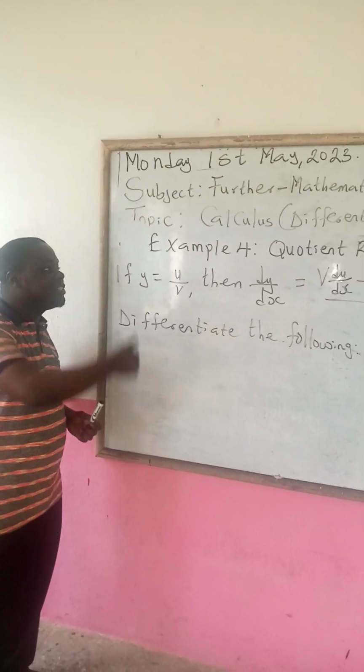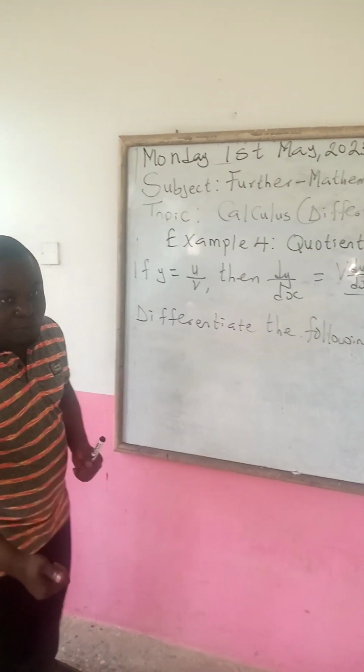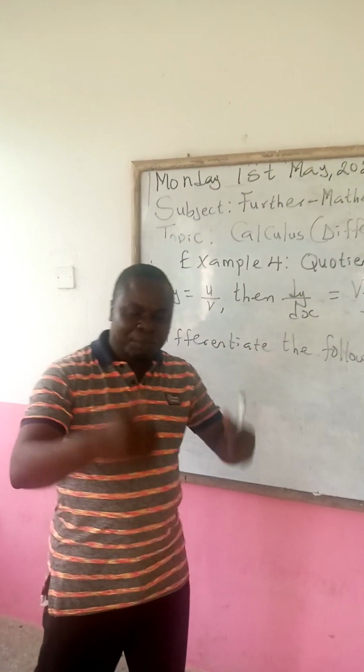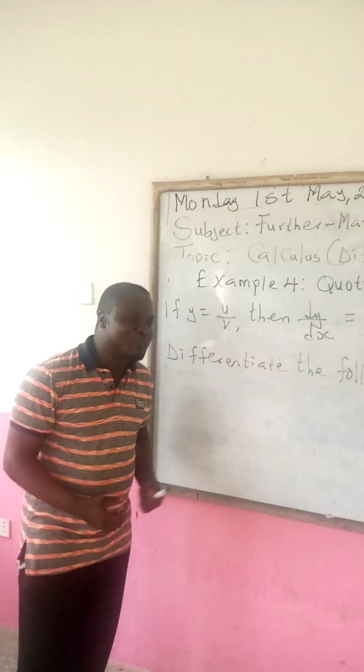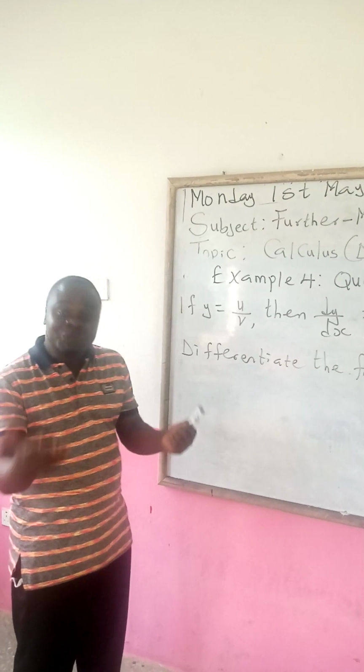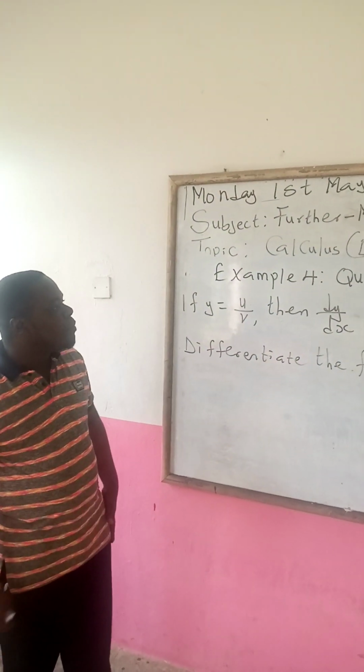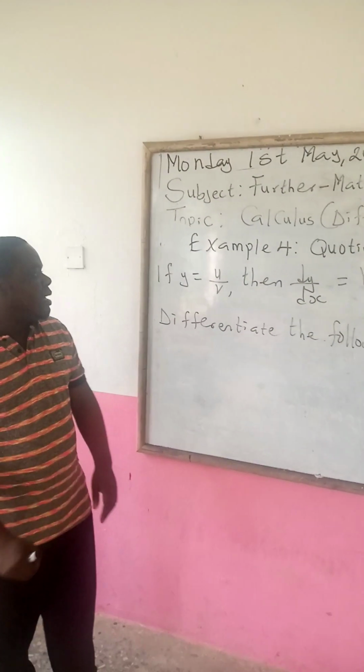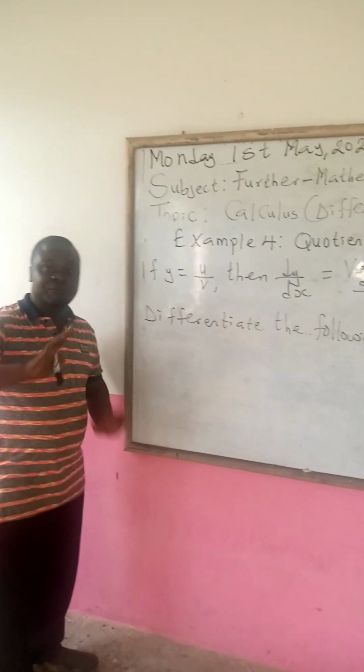We started with differentiating by using the first principle. I've also explained applying the sum rule, and I've also taught you how to apply the product rule. Today, I'll be teaching you how to apply what? The quotient rule. Okay? We use the quotient rule for division.